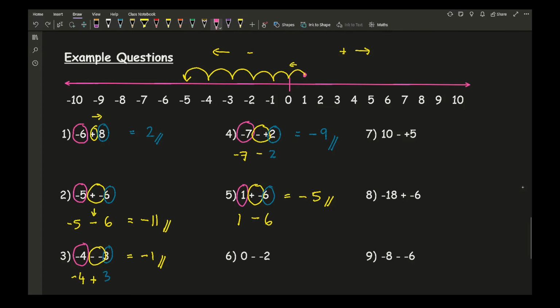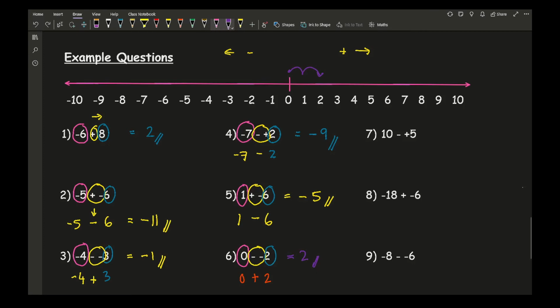Then with example 6, again, I'm starting at 0. I've got my direction, which are the symbols, and I've got my number of places. Again, just to reiterate, the number that I'm circling in blue should always be a positive number. It should never be a negative number. So again, rewriting this, I've got 0, 2 symbols in the middle, and they're both the same, so that's going to turn to a plus, and I've got 2. So I'm starting at 0, and I'm moving to the right 2 places. So 1, 2, so the answer then is just 2.